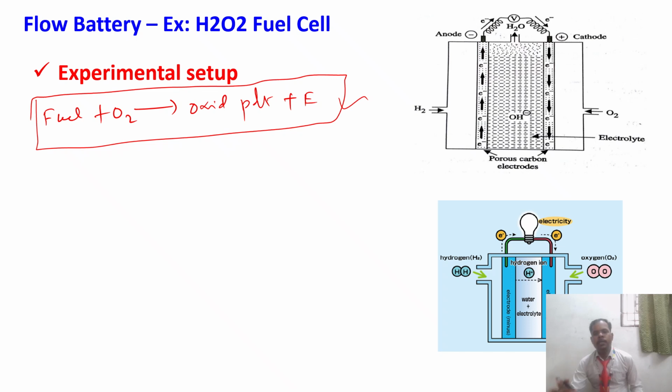Next one, what is the experimental setup for the hydrogen oxygen fuel cell? Simple setup. You see that this is the block diagram for a hydrogen oxygen fuel cell. The hydrogen oxygen fuel cell is the simplest and most successful fuel cell, in which the fuel hydrogen, the oxidizer oxygen and the liquid electrolytes are continuously passed through the cell. The setup consists of two porous electrodes. These are the two porous electrodes.